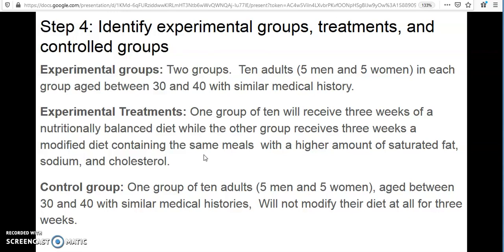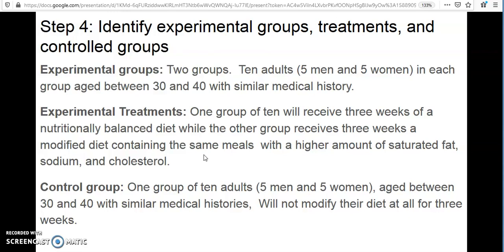So the experimental groups, in this case, we're going to go with 2 groups, 10 adults, 5 men and 5 women in each group. We're going to have them aged between 30 and 40 with similar medical history. The treatments we're going to apply to each group, one group of 10 is going to receive 3 weeks of a nutritionally balanced diet, while the other group receives 3 weeks of a modified diet containing the same meals, but with a higher amount of saturated fat, sodium, and cholesterol.